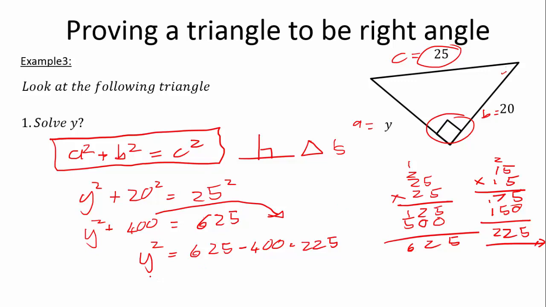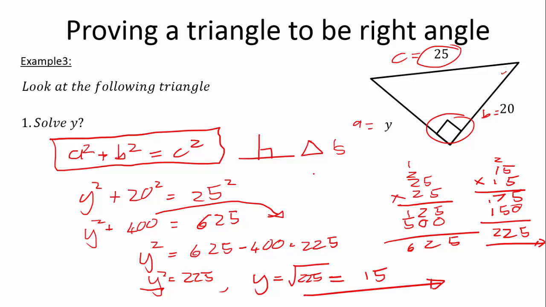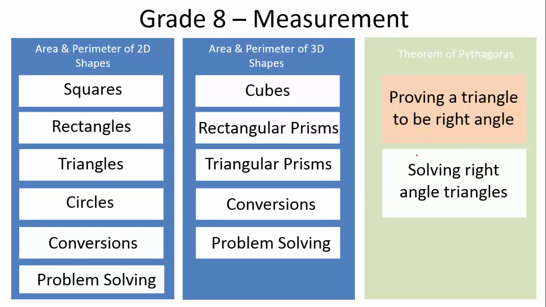So we know that y squared is equal to 225, which to solve for y is equal to the square root of 225. So what number times itself is equal to 225? Square root is what number times itself is equal to 225. And that we know is equal to 15, and that is our answer. Okay, well done grade 8s. We've done proving a triangle to be a right angle. Now we're going to solve some more right angle triangles.